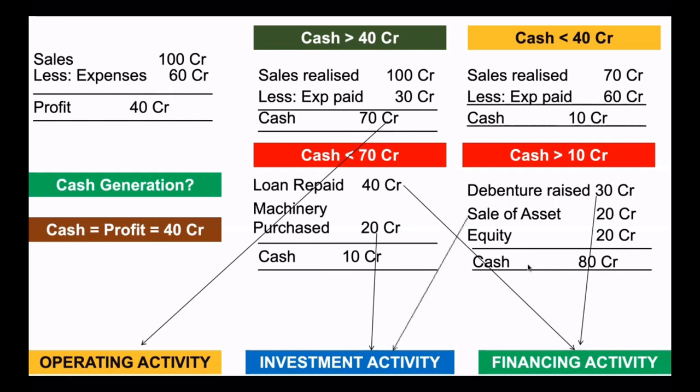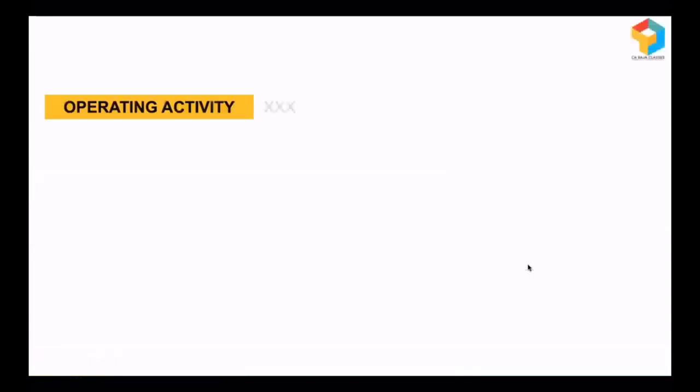And they have sold assets, 20 crore. They are disposing of their investments as a result of investment activity. Whereas this equity 20 crore which had come in is a result of financing activity. And finally the 10 crore cash is a result of operating activity. So what we can infer is, in business, cash can come in and go out under 3 activities: operating activity, investment activity, and financing activity.